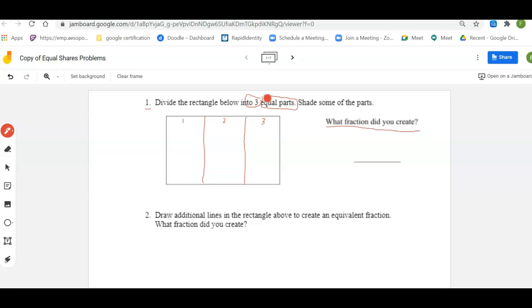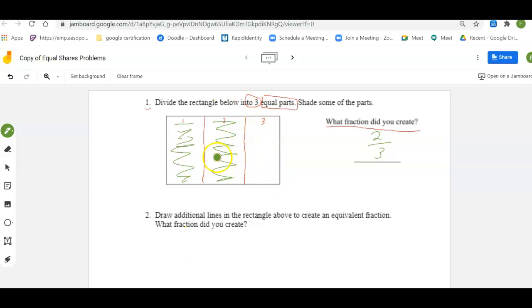Now it says shade some of the parts. So this is your choice here about how many you shade in. But I'm going to go ahead and shade in, I'm going to do 2 of them. I'm going to shade in 2 of these parts. And now, what fraction did I create? I created 2/3. So 2/3 of that rectangle has been shaded in.